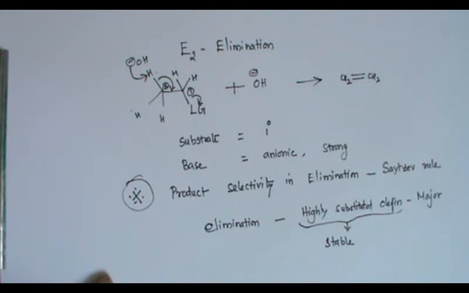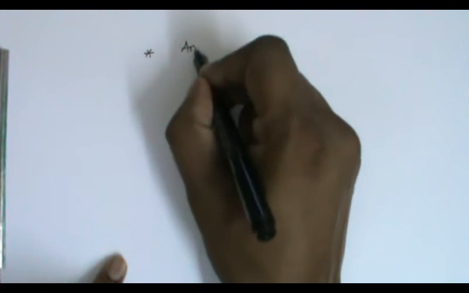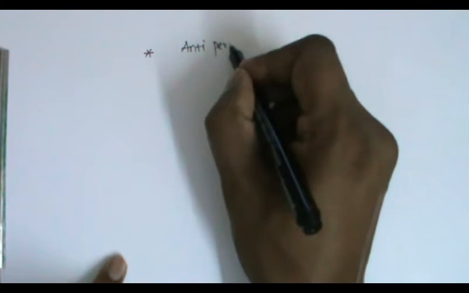So the driving force behind the formation of the highly substituted olefin is the stability of the olefin that is formed. There are deviations also. You may get the less substituted olefin, that is known as the Hofmann product. If you get the highly substituted olefin, that is the Zaitsev product. We will discuss that on some other occasion. The second important point is anti-periplanar arrangement.